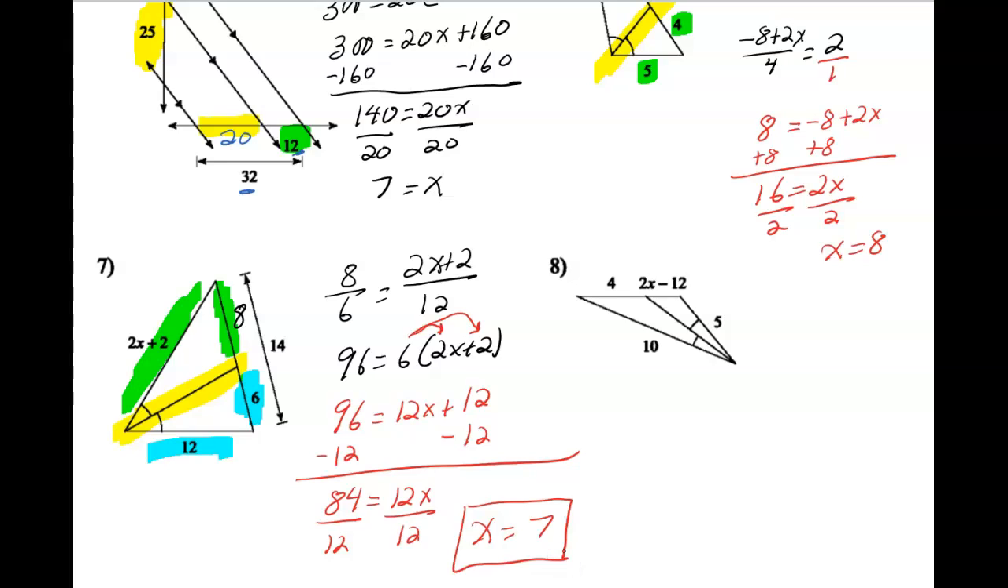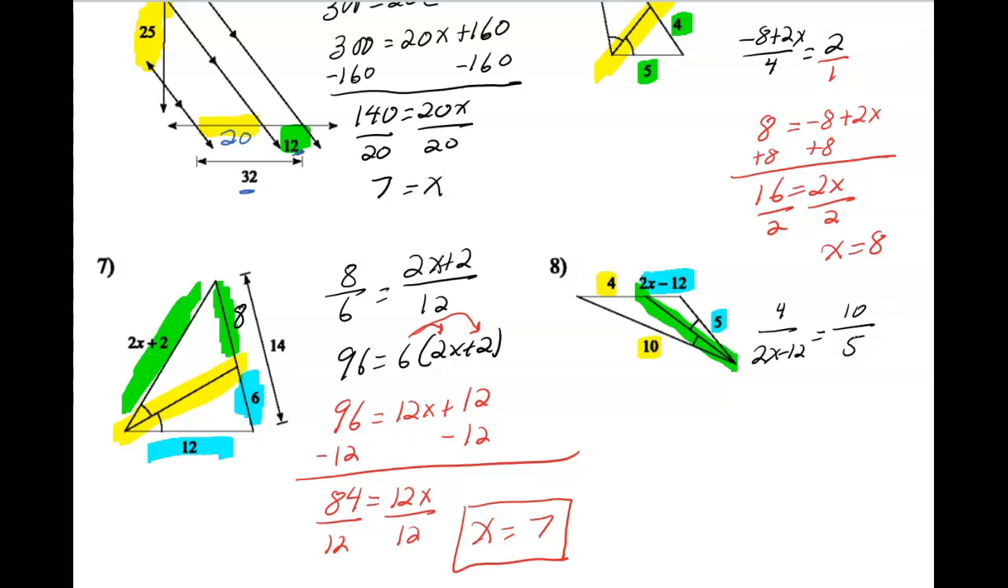And here's our final example. Again, we have the angle bisector. That green is the angle bisector, so I like to say 4 over 2x minus 12 is equal to 10 over 5. I'm going to write that down. So 4 over 2x minus 12 is equal to 10 over 5.